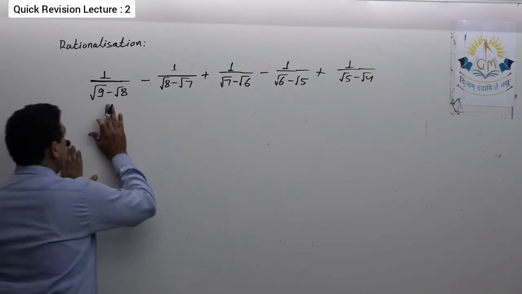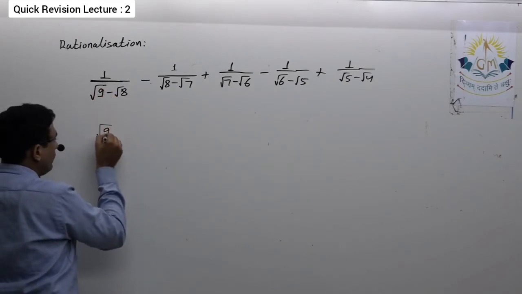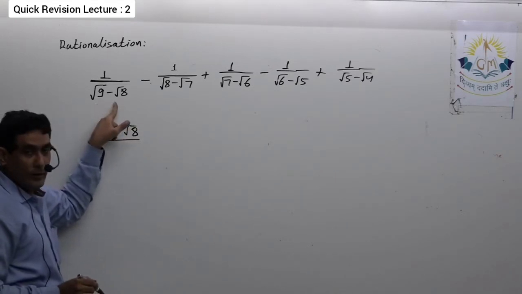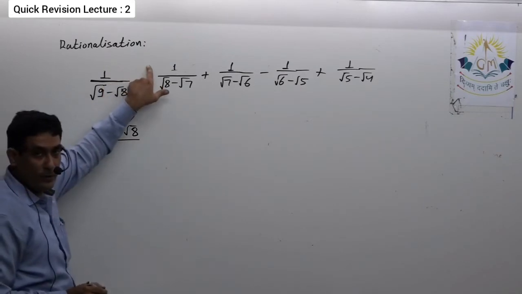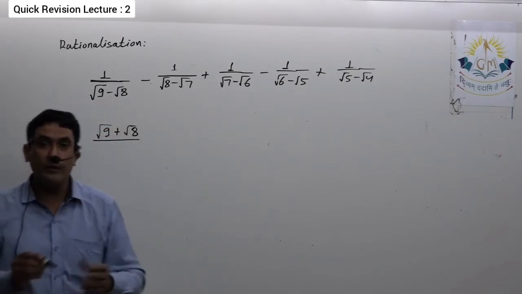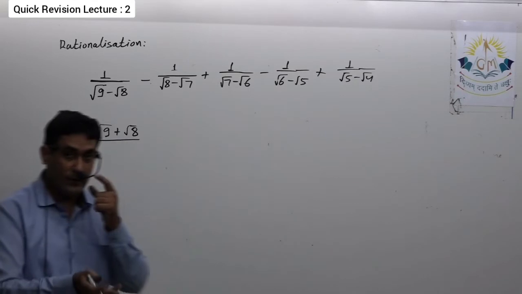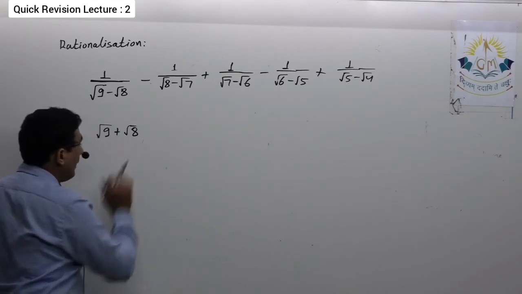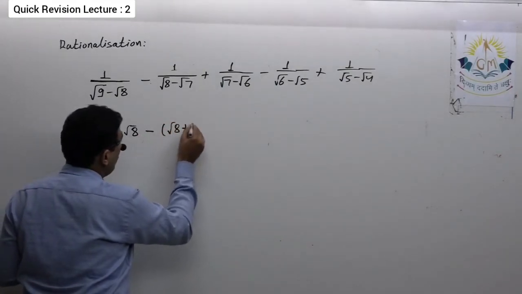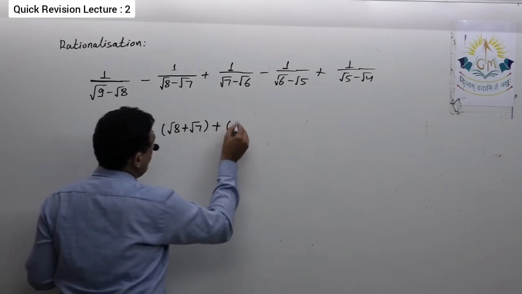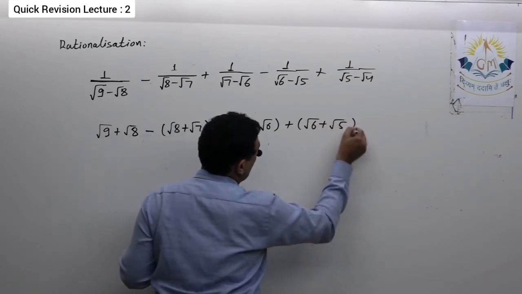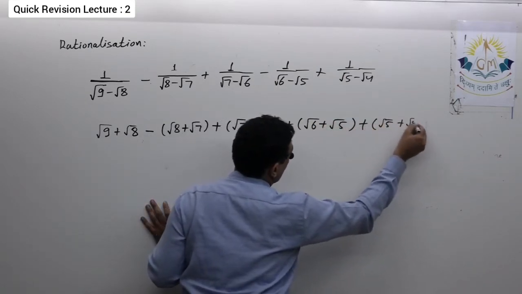So if you rationalize this, the very first term in the numerator, you will get root 9 plus root 8, and in the denominator, see here it is root 9 minus root 8, you will multiply by root 9 plus root 8 upon root 9 plus root 8. That means in the denominator you will get root 9 square minus root 8 square, that is 9 minus 8, that is 1. So actually I will get only root 9 plus root 8. Similarly over here I will get root 8 plus root 7. Here I will get root 7 plus root 6. Here I will get root 6 plus root 5. Here I will get root 5 plus root 4.